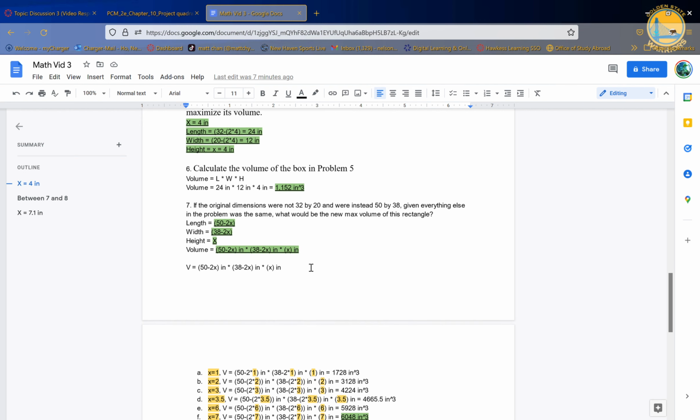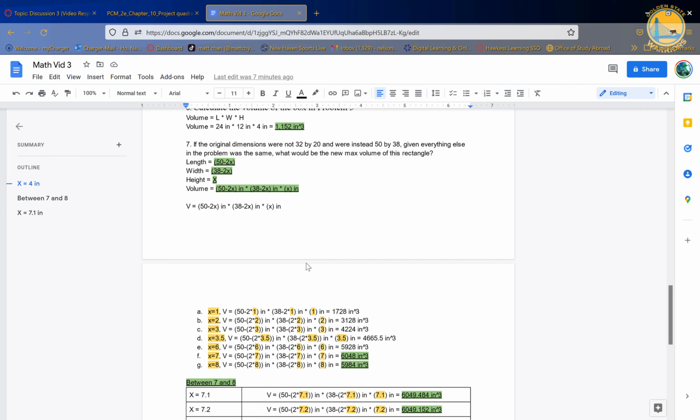Okay, this is my own original problem now. If the original dimensions were not 32 by 20, and were instead 50 by 38, given everything else in the problem was the same, what would be the new max volume of this rectangle? So, back to it. Length is 50 minus 2x because everything stayed the same except for the length and width changing. Width becomes 38 minus 2x, and the height is still x.